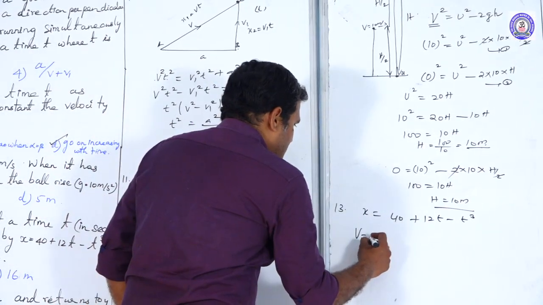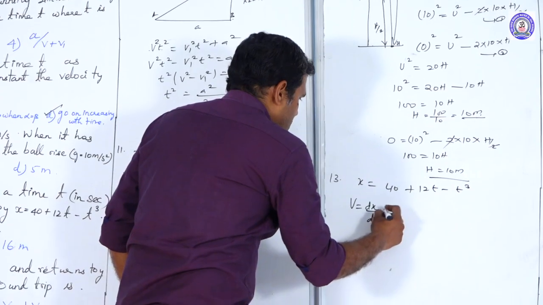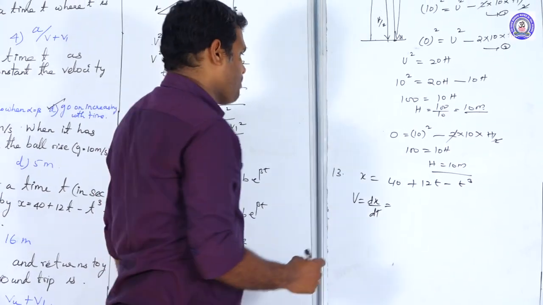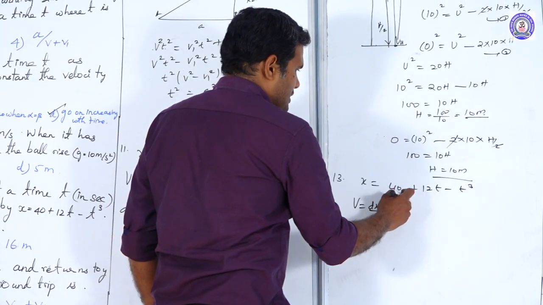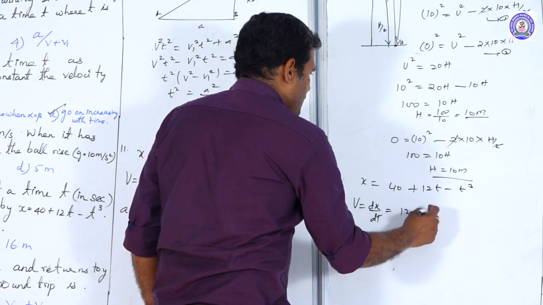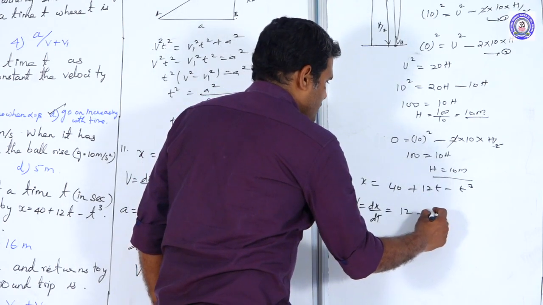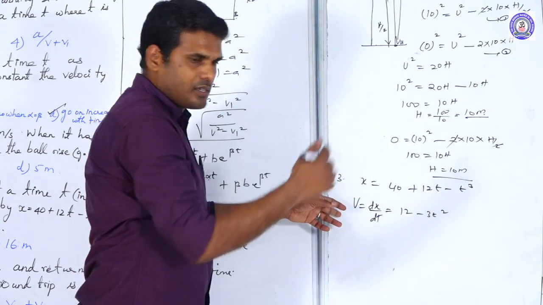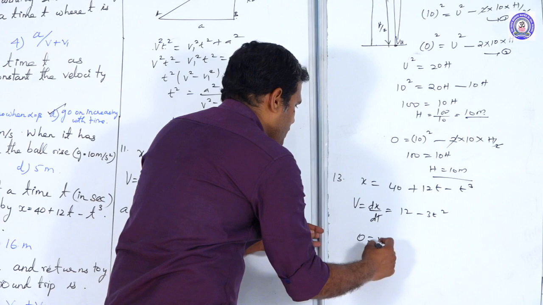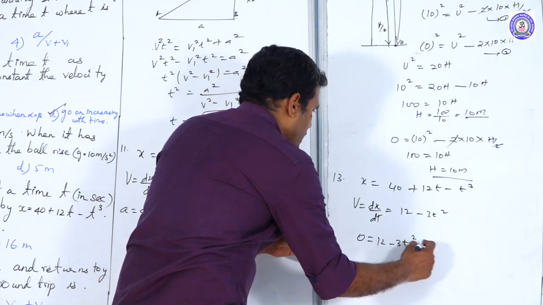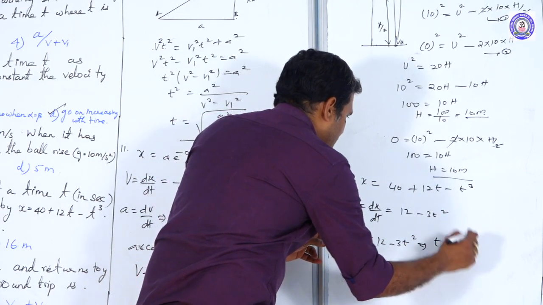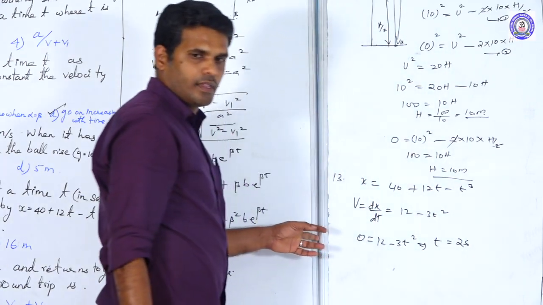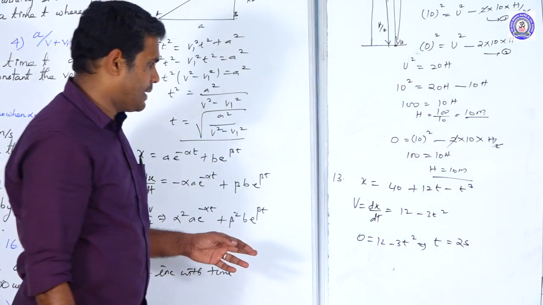So velocity is the first derivative of displacement, which is dx divided by dt. If you differentiate this, the differential of a constant is 0, the differential of 12t is 12, and the differential of t cube is 3t square. And it is mentioned the object is coming to rest. So velocity is 0. 0 equals 12 minus 3t square, from which time can be calculated as 2 seconds.